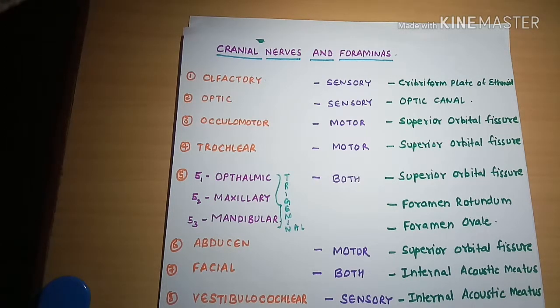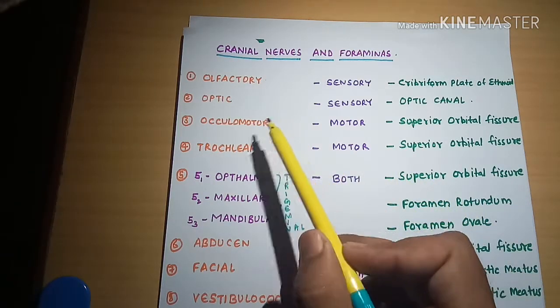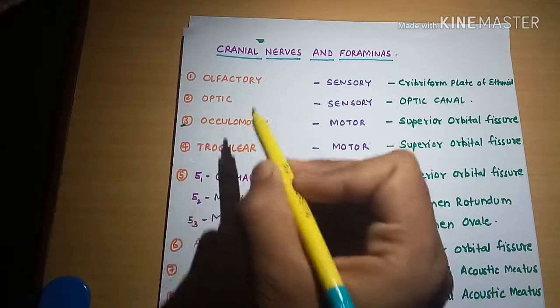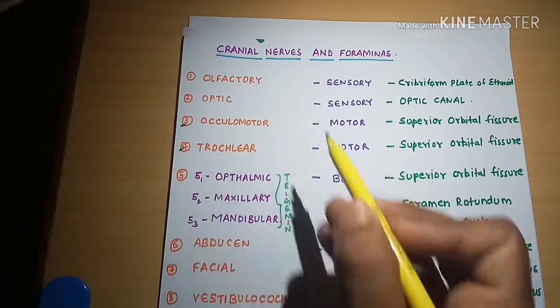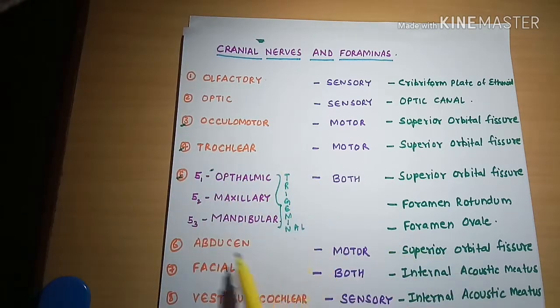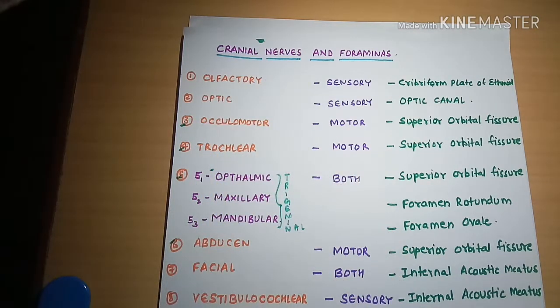We have to keep in mind that the trochlear nerve, the oculomotor nerve, the ophthalmic part of the trigeminal nerve, and the abducens nerve all pass through the superior orbital fissure. These four nerves pass through the superior orbital fissure.